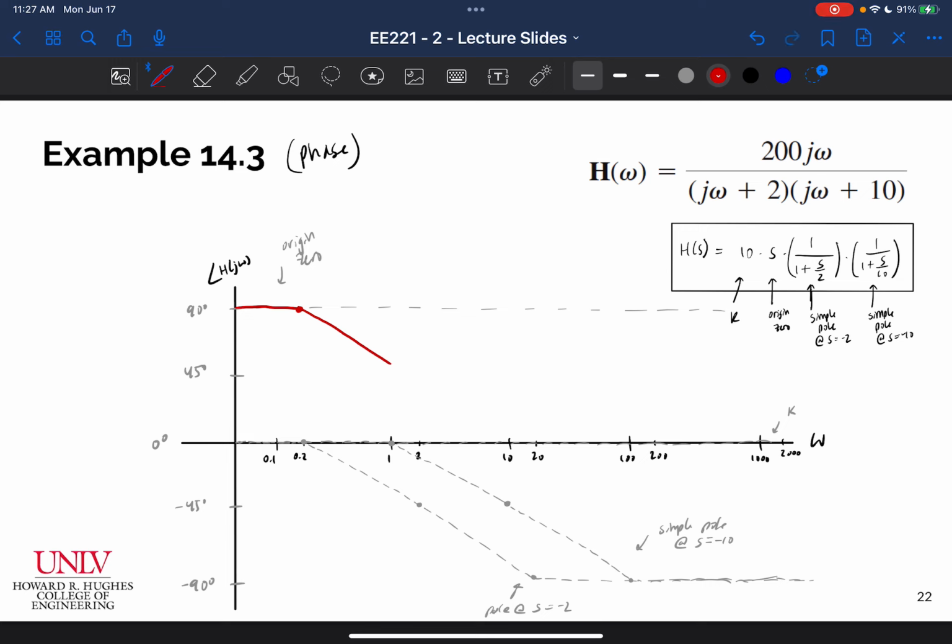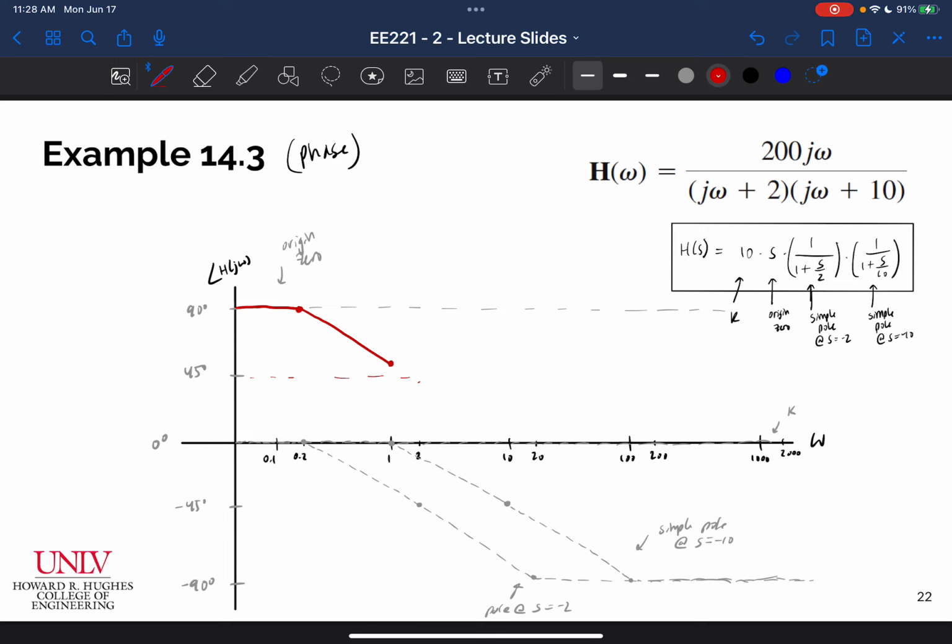It's not going to get me quite to 45 because I would need to be here to be at 45. So it's going to lead me right to here, where at 1, I get contributions from another pole at 45 degrees per decade. So if I have one pulling me down at 45 degrees per decade, another one pulling me down at 45 degrees per decade, then the net effect of these two poles is that I'm going to be pulled down at 90 or negative 90 degrees per decade.